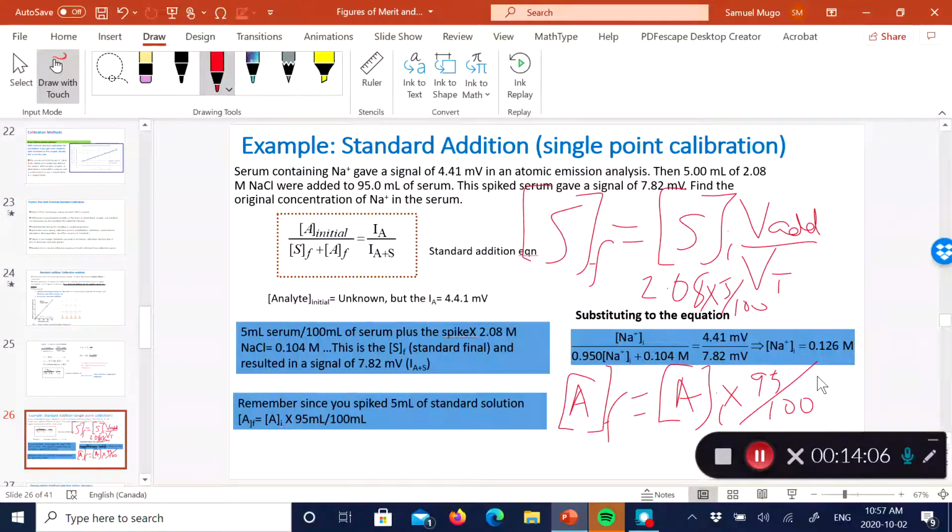molar concentration. So that's what you do for standardization where you're only doing a single point calibration, meaning you've got only one standard solution that has your analyte present. Okay.